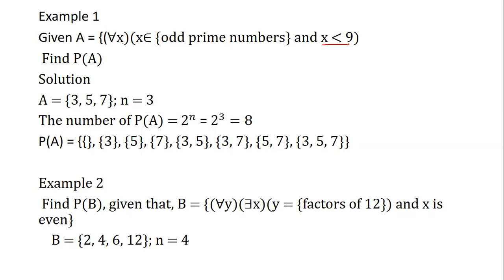But from among the few that we have just listed, now we are going to select those which are less than 9. And therefore, they will be 3, 5, and 7. So our set A now is the set of 3, 5, and 7.